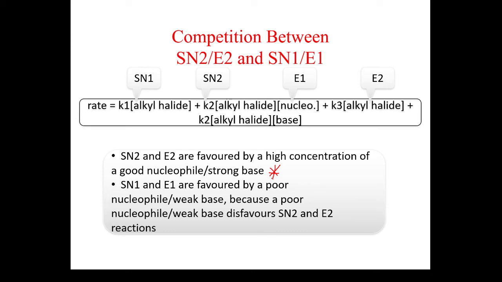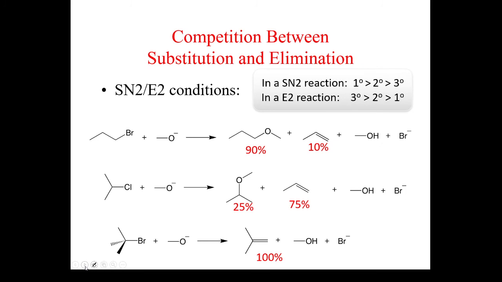SN1 and E1 are going to be favored by poor nucleophiles and weak bases. SN1 is a two-step process, so I really don't need a good nucleophile. I'm not doing everything in one step. I can wait until the carbocation forms.